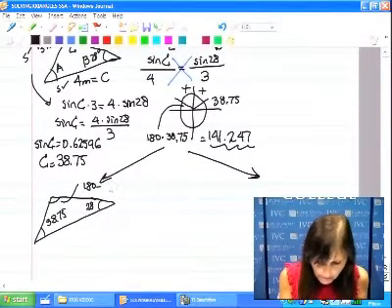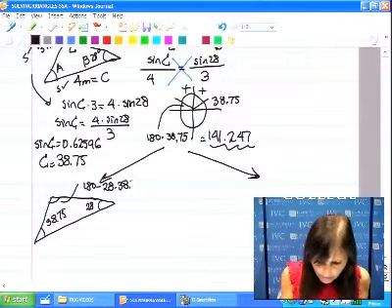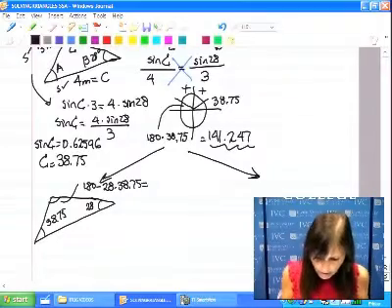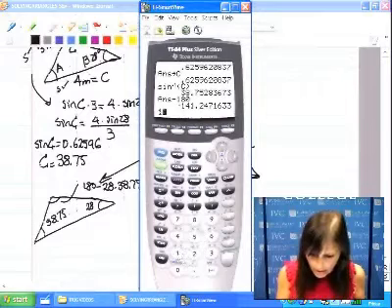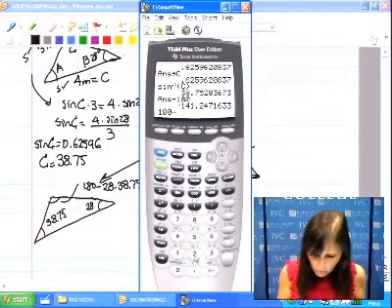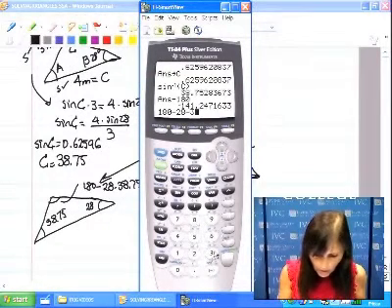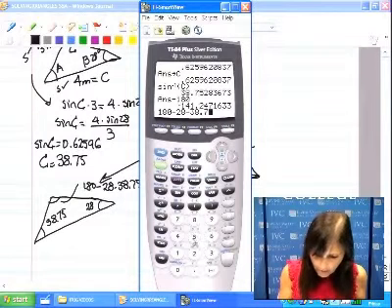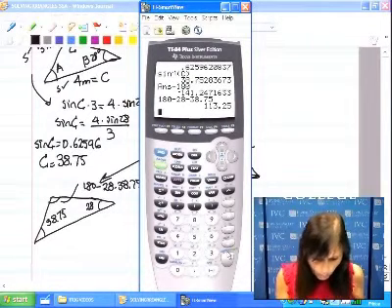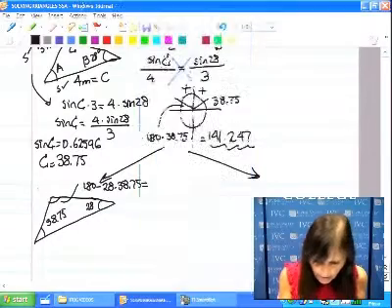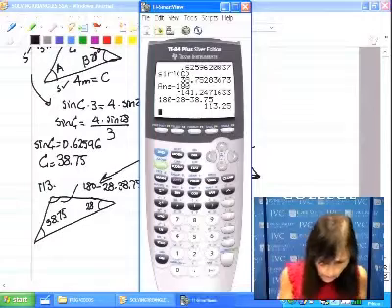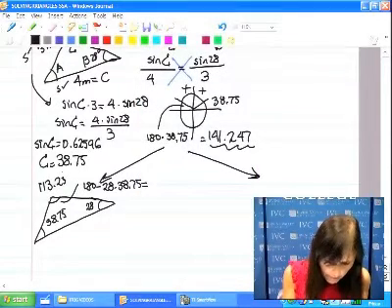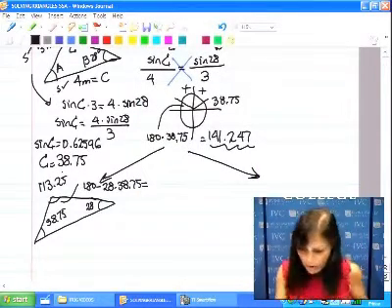180 minus 28 minus 38.75. That will give me 180 minus 28 minus 38.75, which is 113.25. So that is perfectly possible.